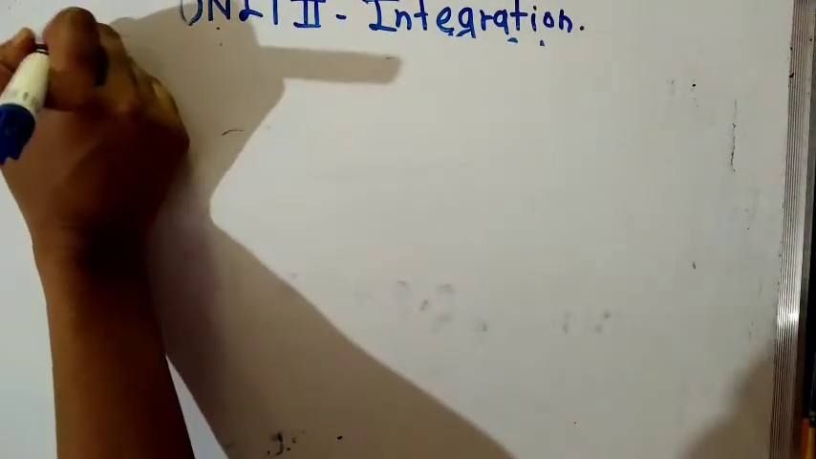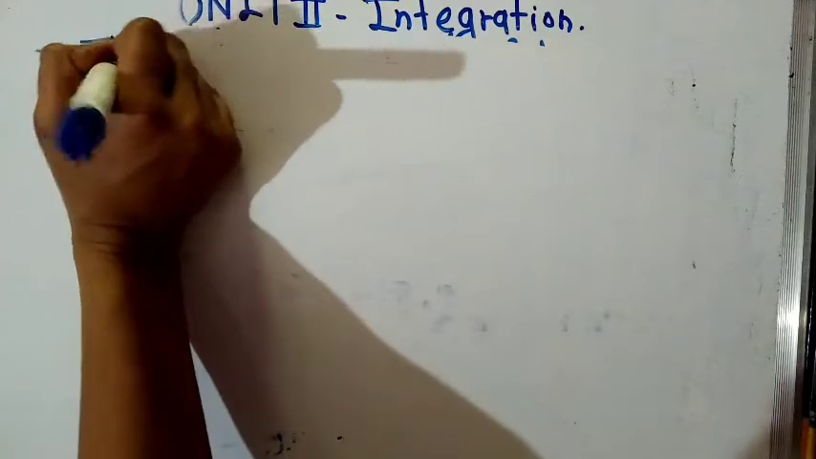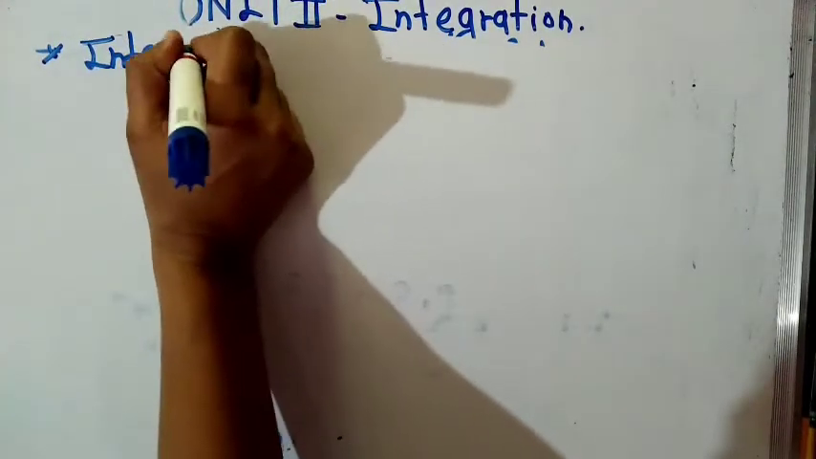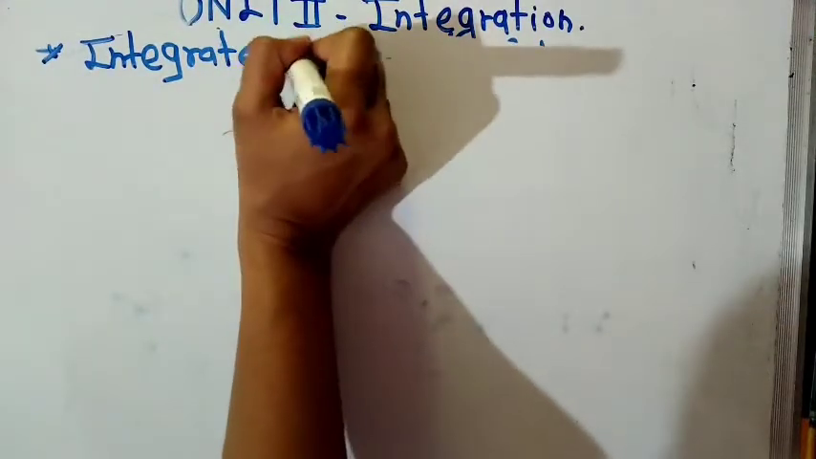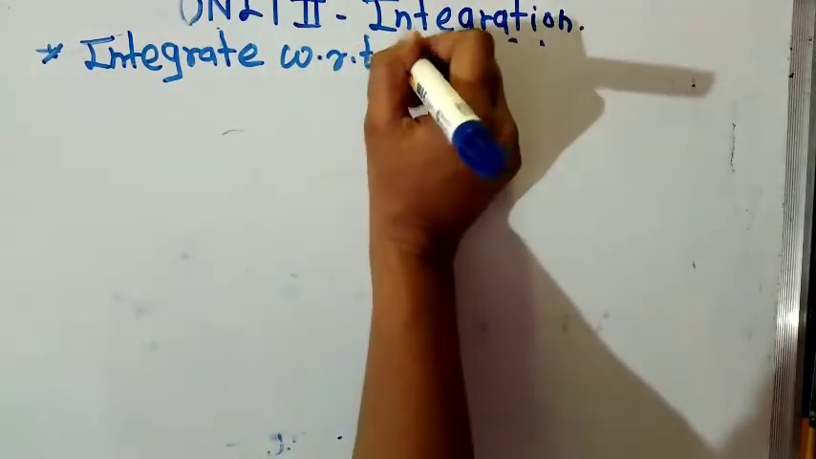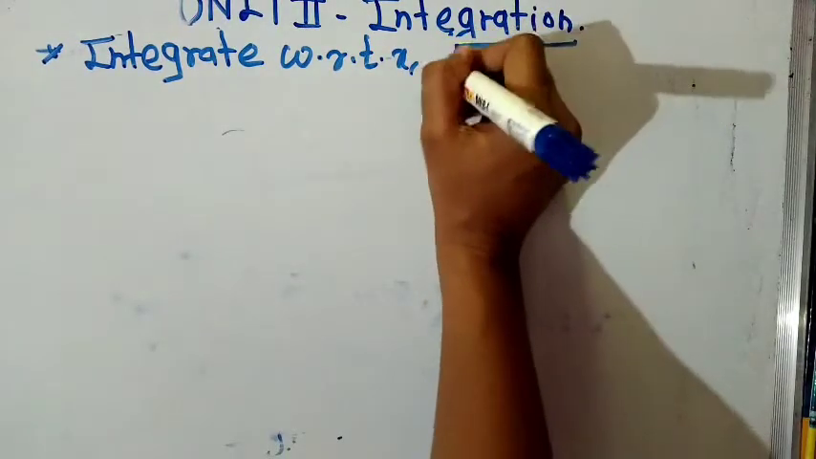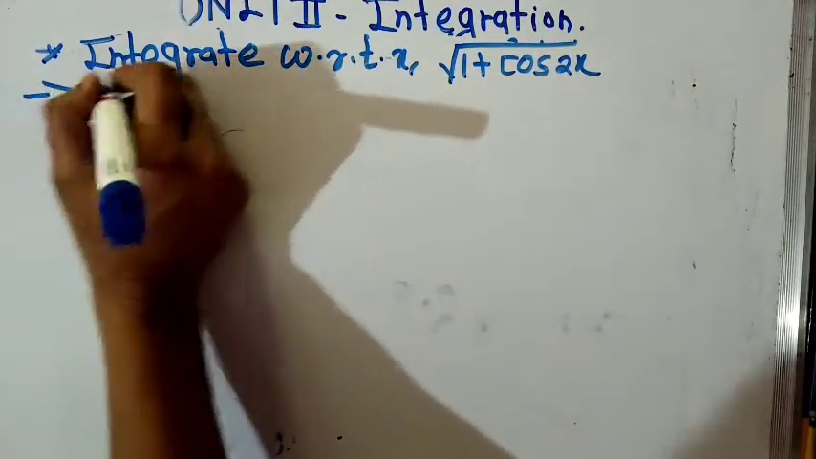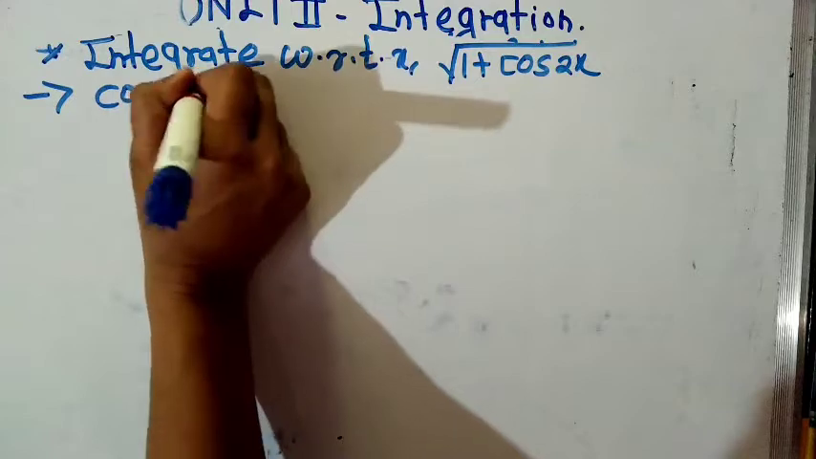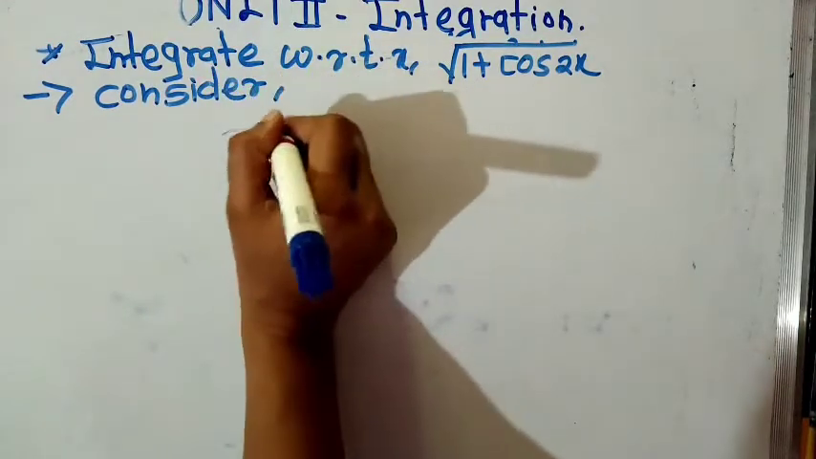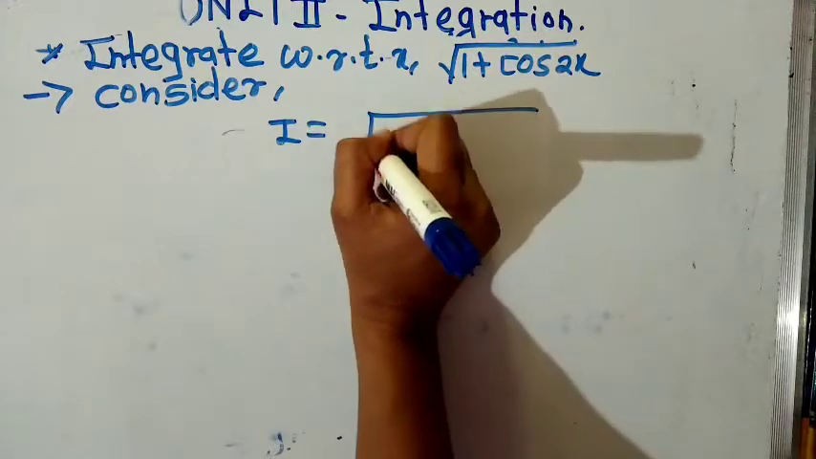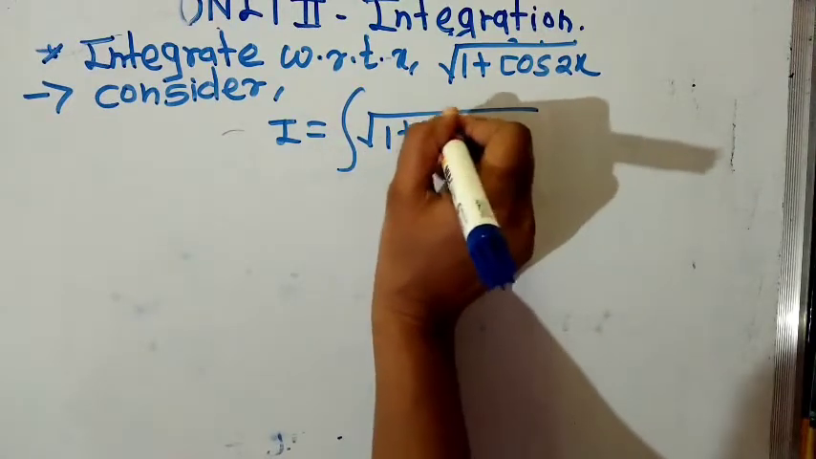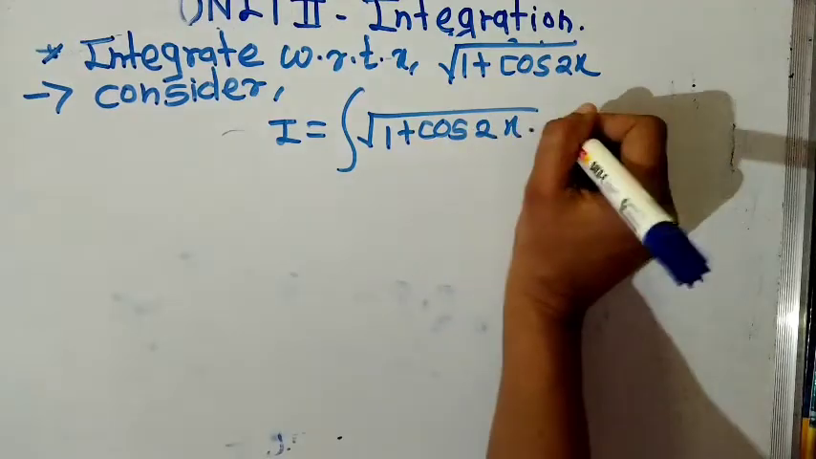Then we give next example. Integrate with respect to x root 1 plus cos 2x. So consider I is equal to integration of root 1 plus cos 2x into dx.